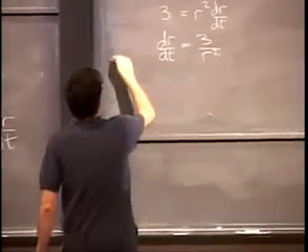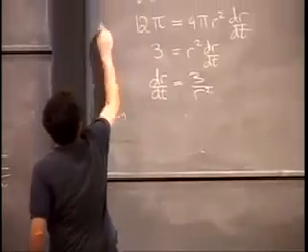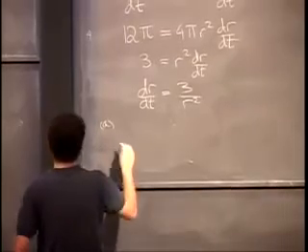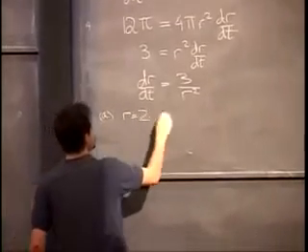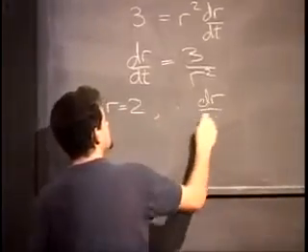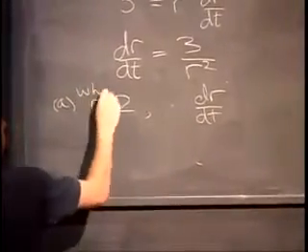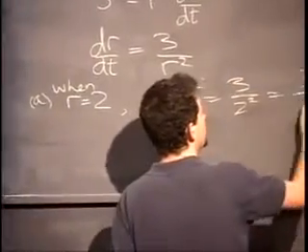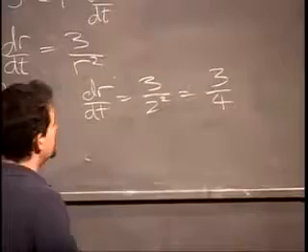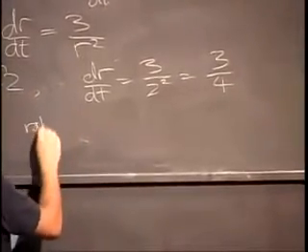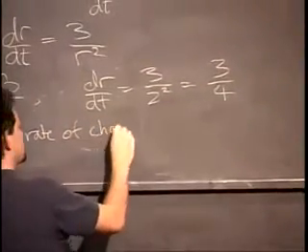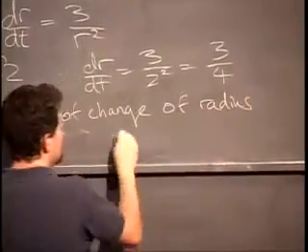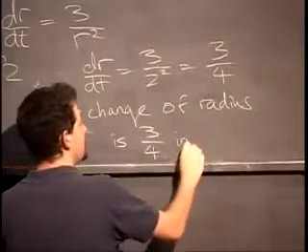So we're actually in step 4 already at this point, which said substitute in and solve simultaneously. In part A, we know r equals 2, so when r equals 2, dr/dt is 3 over 2 squared, which is 3/4. So I said you should write a sentence. Rate of change of radius is 3/4 inches per second.